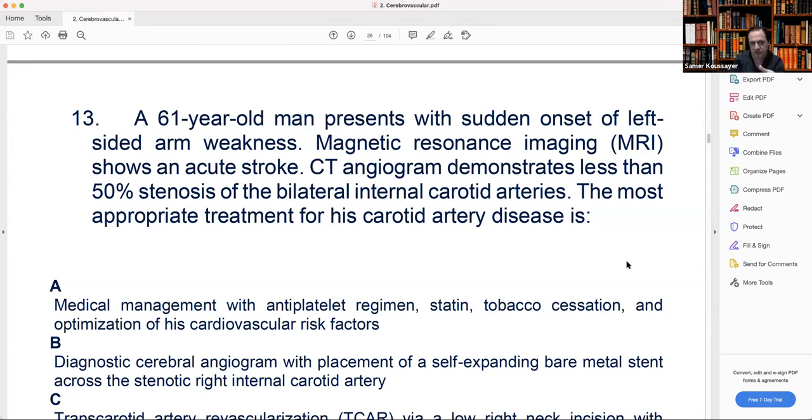But in real life, it's different. As Dr. Ali said, you have to look at the plaque. If he had a medical treatment and failed, then you have to reconsider it. But if we talk about just the trial, the trial showed 50% and less is medical treatment, even for symptomatic patients. Okay, Ali?